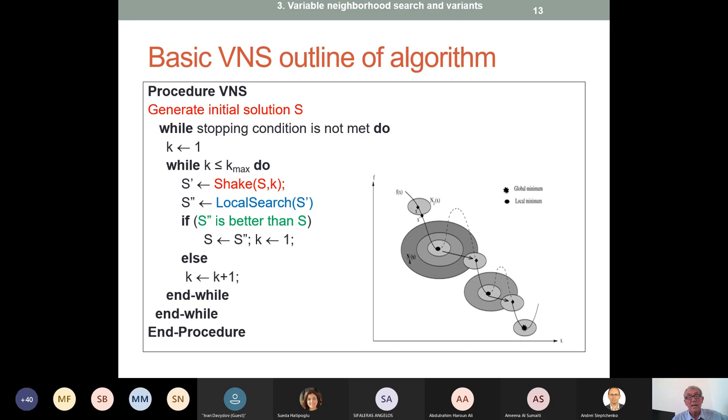Can you see where is my pointer? So if you are at this point, that is the initial point for my optimization problem, let's say in three dimensions, here is the global minimum. And currently I'm here. Then I define a neighborhood around this point.